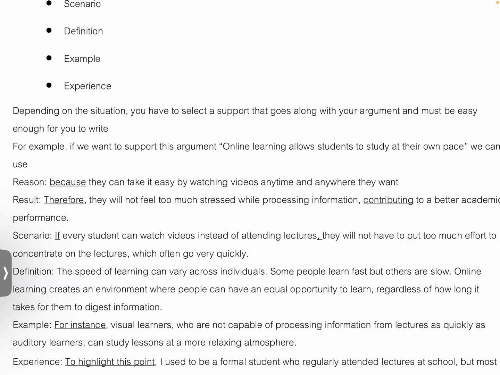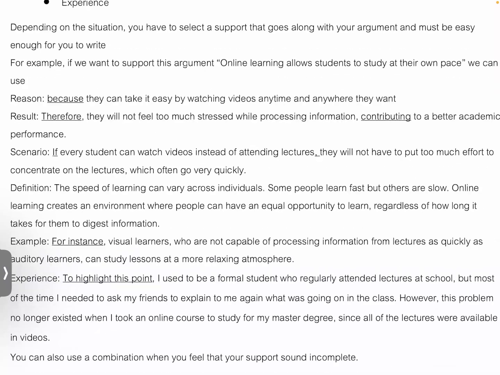Okay. Last is to use experience. So experience is like an anecdote, okay? So it's not very formal, okay? But when you use experience, you allow your readers to relate better to your topic. For example, to highlight this point, I used to be a student who regularly attended lectures at school, but most of the time I needed to ask my friends to explain to me what was going on in the class. However, this problem no longer existed when I took an online course to study for my master's degree.